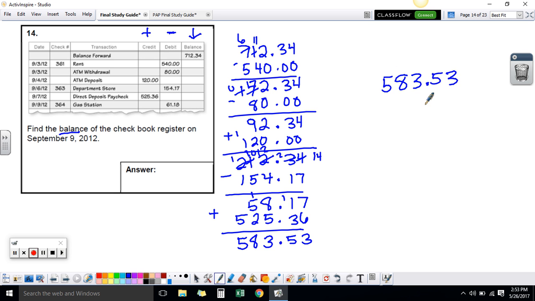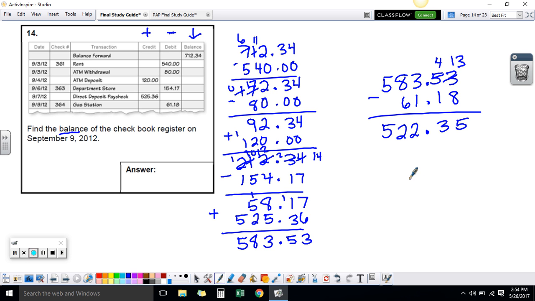to slide over here. 583.53 minus 61.18. Again, be careful with your borrowing. 13, that turns into a 4. 3 minus 8 is 5. 4 minus 1 is 3. 3 minus 1 is 2. 8 minus 6 is 2, and 5. So my ending balance, or what I'm left with after all this spending and depositing, is $522.35.